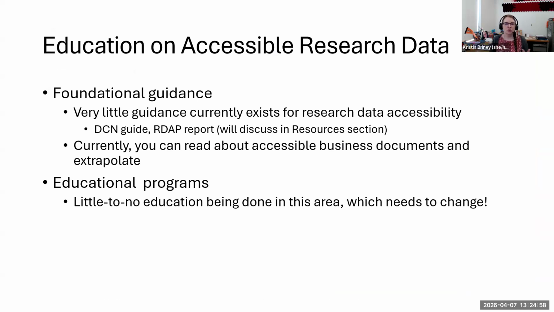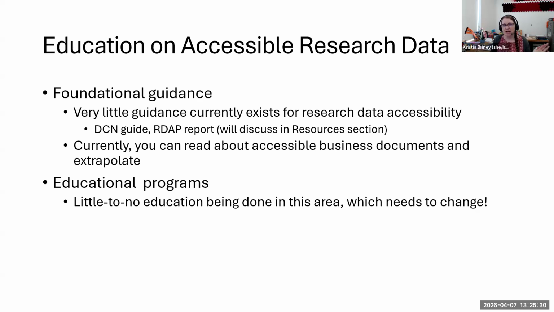So when it comes to information on accessible research data, there is very minimal guidance. There is a nice Data Curation Network guide that's kind of short, that does a nice overview. The Research Data Access and Preservation Association, I'm literally a co-chair for this, we're putting out a report on Title II of the ADA, on repositories, on data accessibility. It's coming out probably next month. That will go into more detail on this topic.